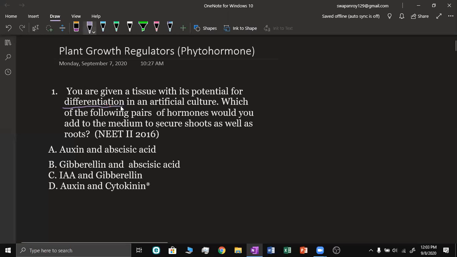potential for differentiation in artificial culture, that is, in the culture medium. The tissue is there and it has the capacity to differentiate. Differentiate means it starts forming new organs. Here it is organ differentiation.